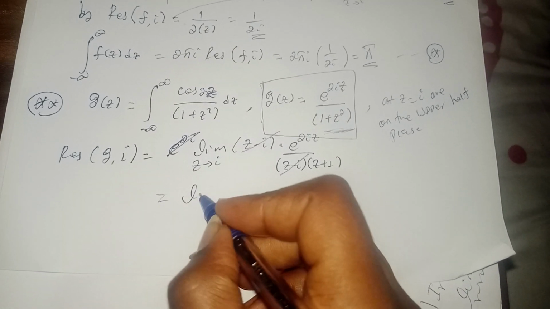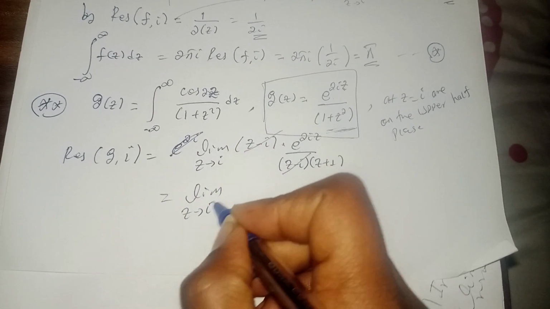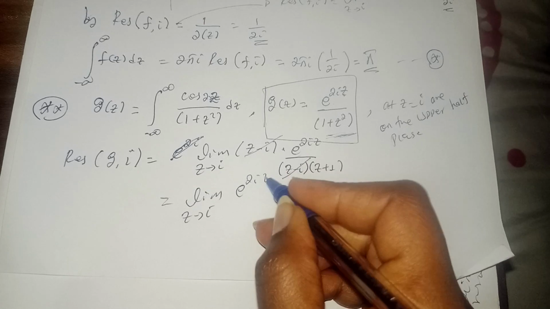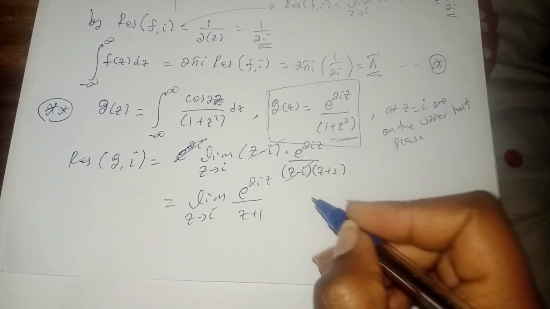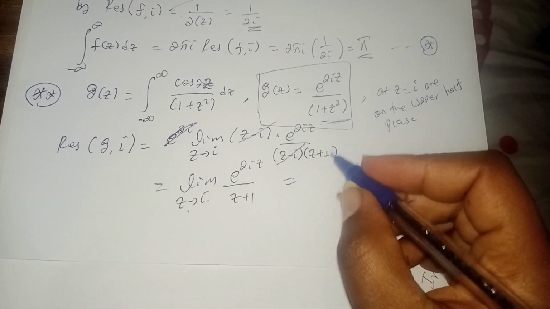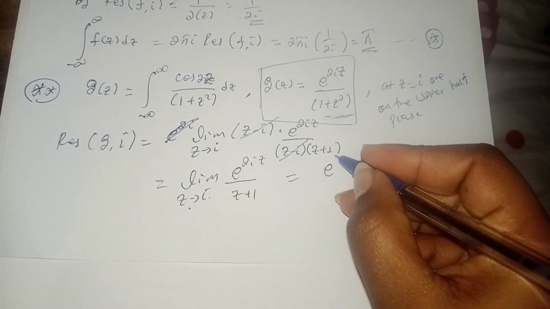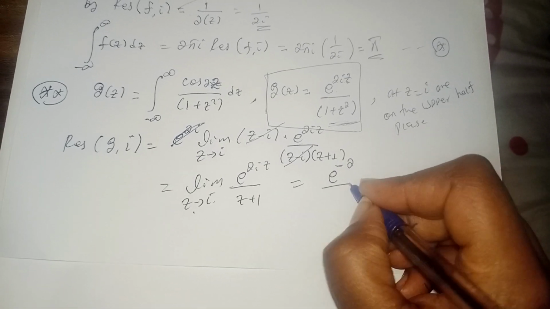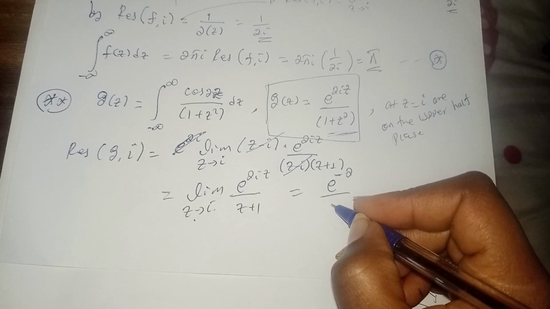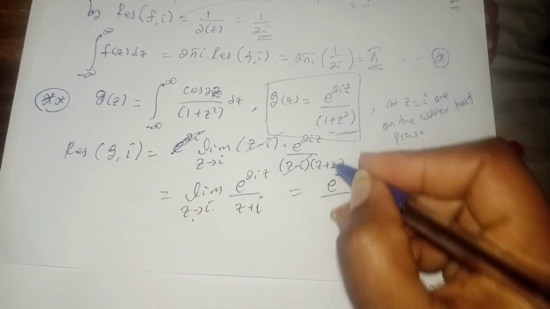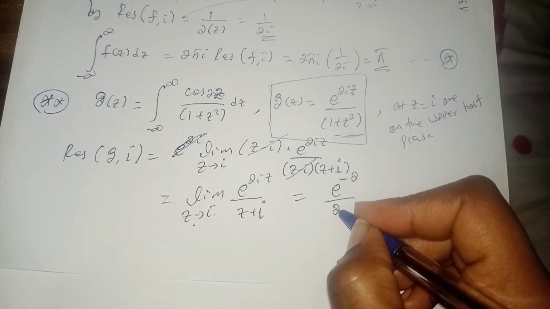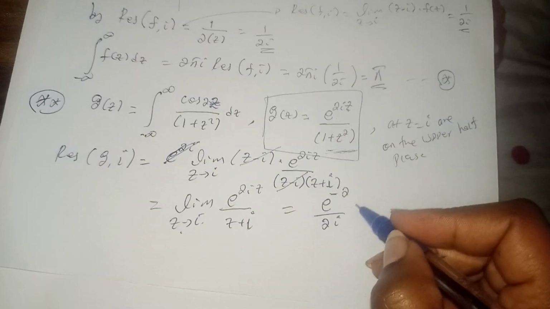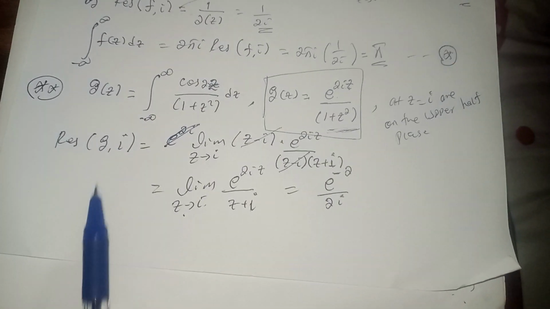So what we have is the limit as z tends to i of e raised to 2iz over z plus i is left. If you put i into the function, we have e raised to minus 2 over 2i. These are the residue of this function g.